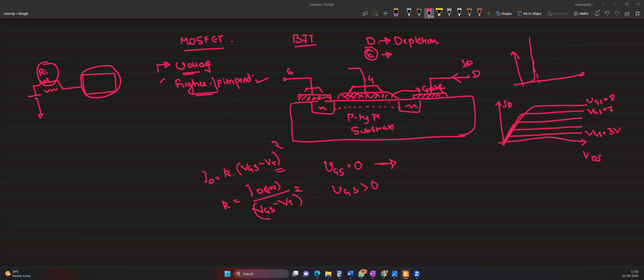The same will be discussed for the depletion type also. In depletion, what will happen? This channel will already be established, so you are breaking the channel in the depletion type MOSFET.